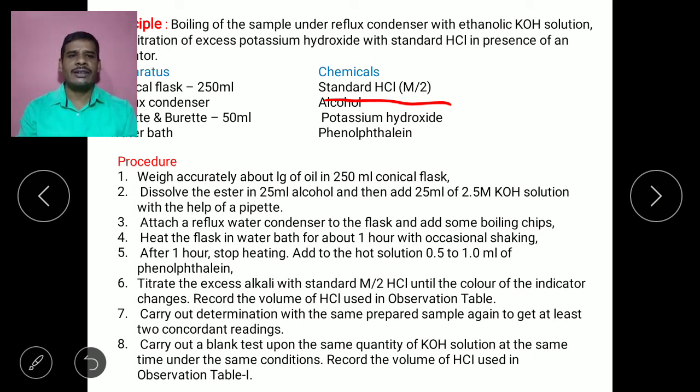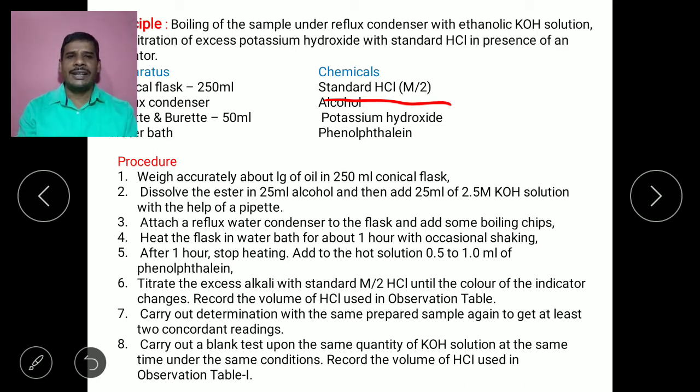2 to 2.5 grams of that particular oil in a 250 ml conical flask. In this case the weight of the oil or fat is very important. While measuring the weight, we add 1 to 2 drops of the oil and measure the correct weight in a 250 ml conical flask, or a 250 ml round bottom flask, there is no problem.